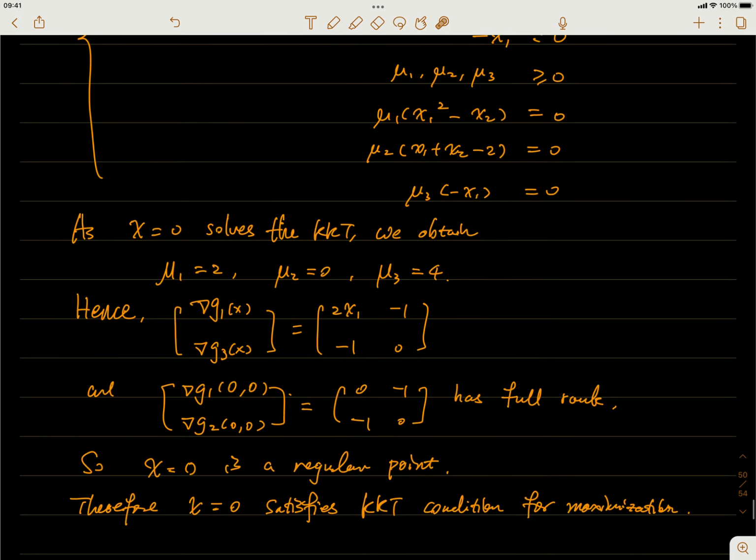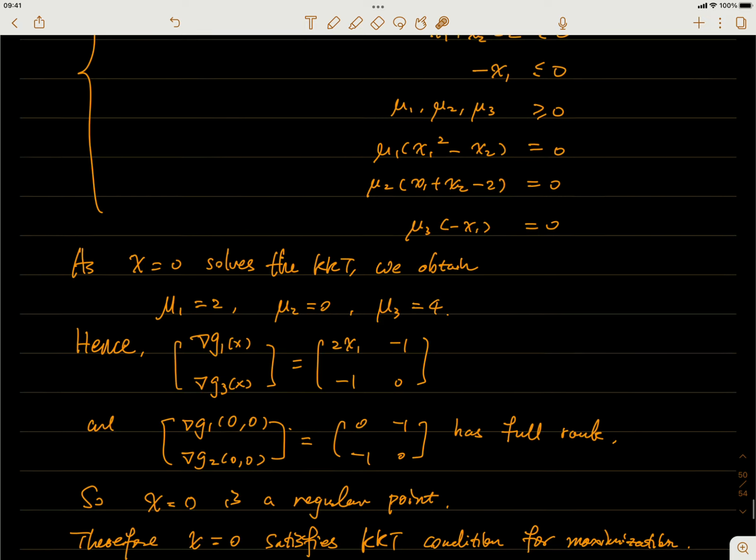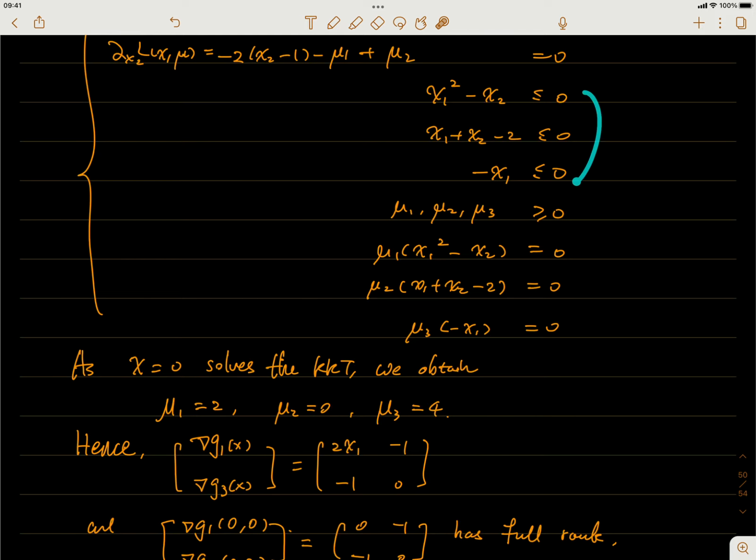And then we try to solve it, and we have these three values, which are okay now, because they are indeed greater than or equal to 0. In this case, you can see that these are the three constraints. When you plug in 0, 0, the first one is active, it's equal to 0. The second one is inactive. The third one is active. So g1 and g3 are active, and their corresponding mu's are positive.